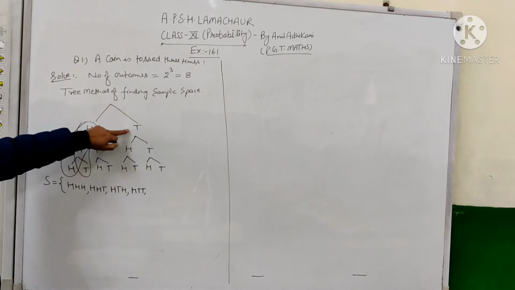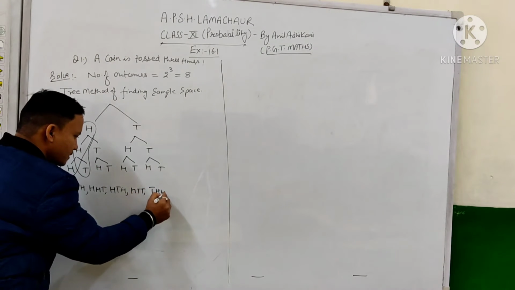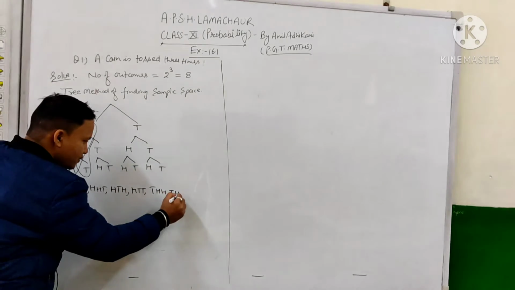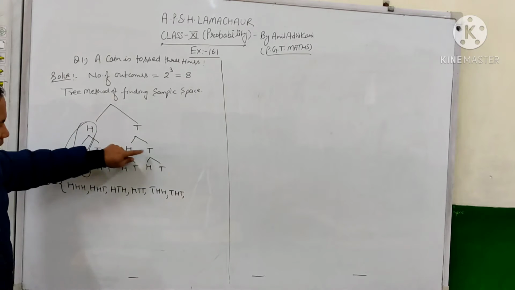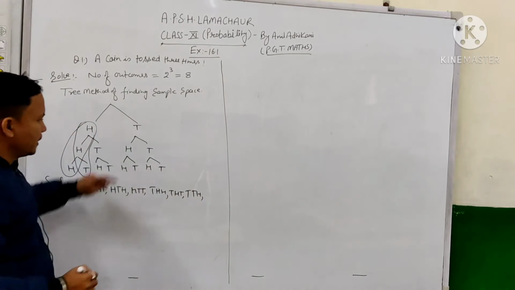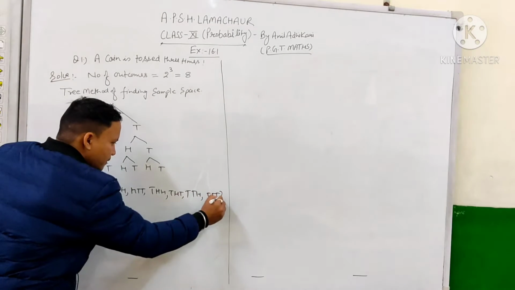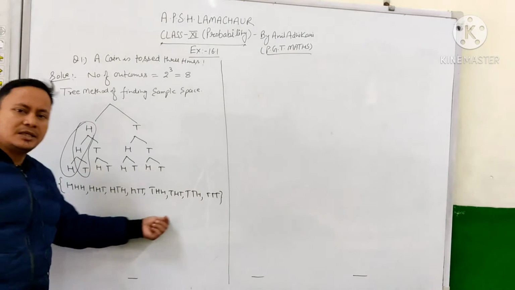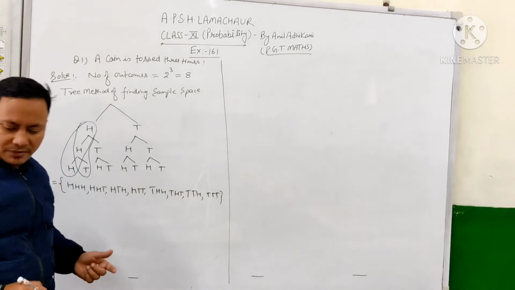Now from here the first outcome is THH. Second THT. Now the H ones are complete. So TTH, and the last TTT. So you can count them: 1, 2, 3, 4, 5, 6, 7 and 8. So these are the 8 outcomes if you are tossing a coin 3 times. Okay, this is the solution for the very first.